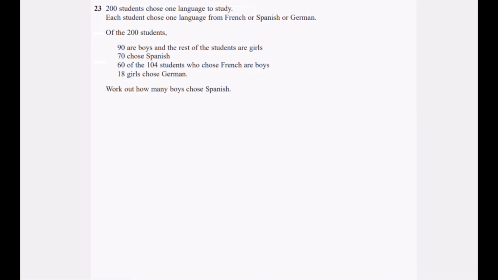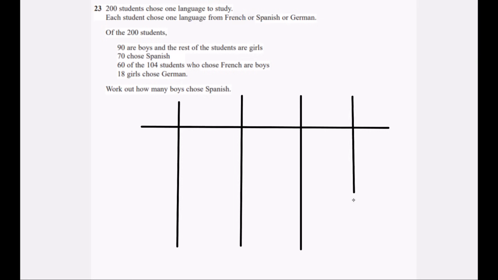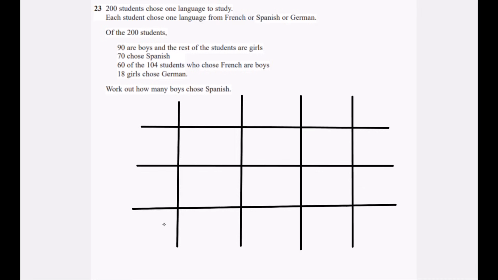Question 23. 200 students chose one language to study. This is a two-way table. So we're going to have a table in 2 directions. We've got French, Spanish, German, and then a total. And we've got boys, girls, total. So let's fill this in.